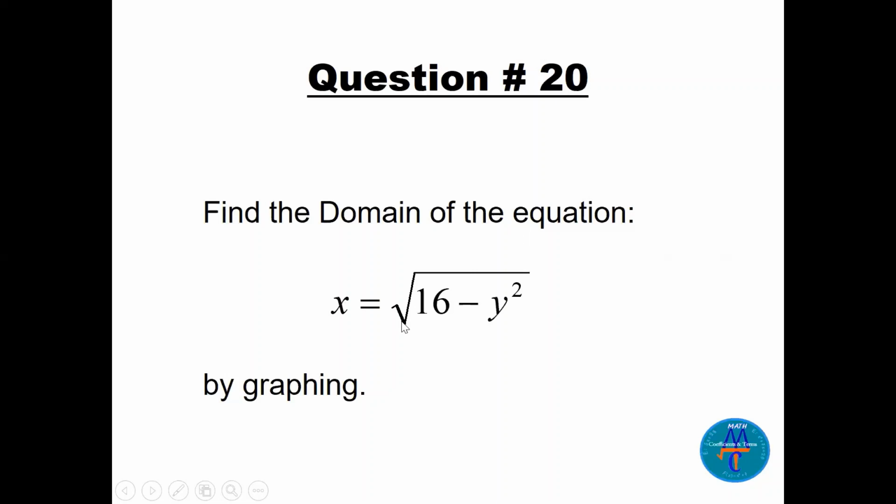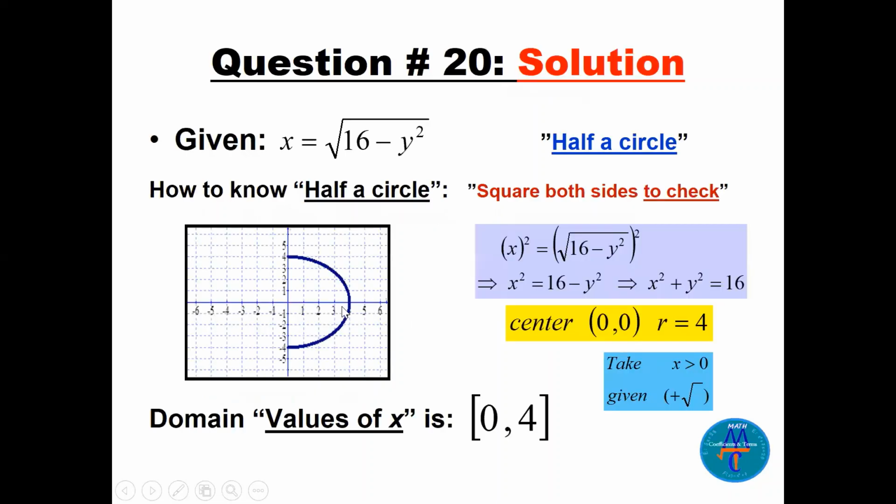Just to know the shape of the graph, if you square both sides directly, you will get the idea. If you square both sides, you get x squared is equal to 16 minus y squared. x squared plus y squared is 16, that's a circle. But see, our graph is not a circle. It's half a circle, because x equals positive. See the positive here, only the positive x, only in quadrant 1 and quadrant 4.